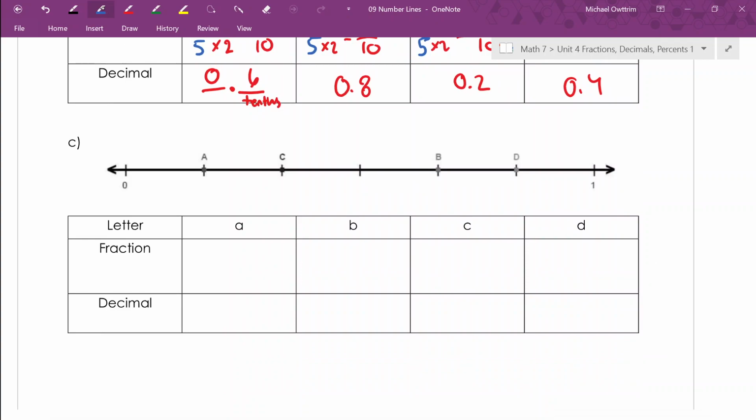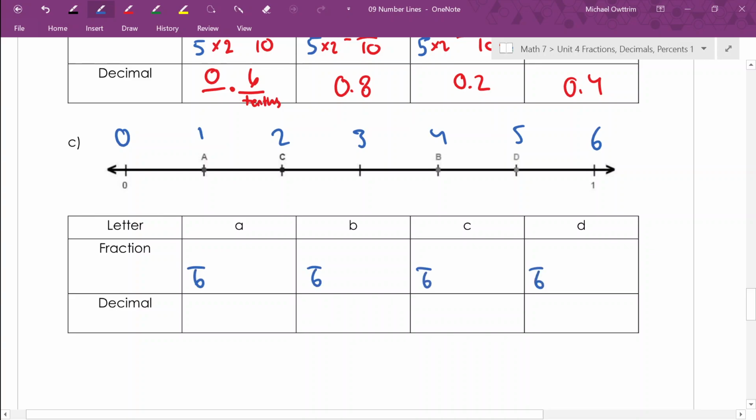Same thing in part C, same process. So let's count how many between each set of whole numbers. So 1 tick, 2 ticks, 3, 4, 5, 6 make up one whole. So we know the bottom of every fraction is a 6 to start out with. So if we fill in our tops, A is at tick 1, C is at tick 2, B is at tick 4, and D is at tick 5.